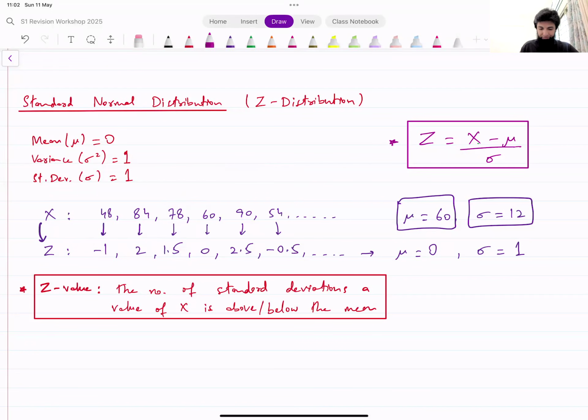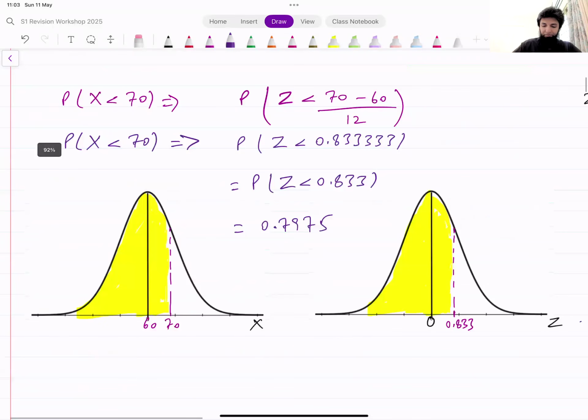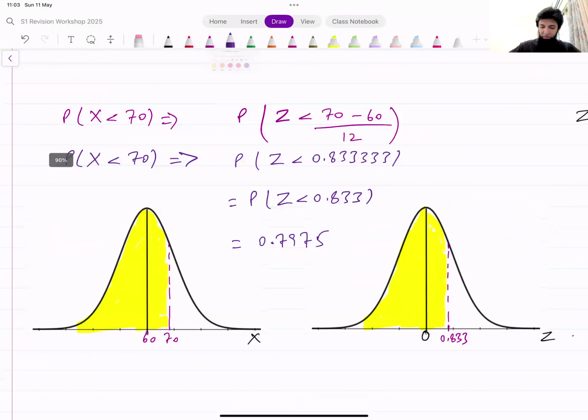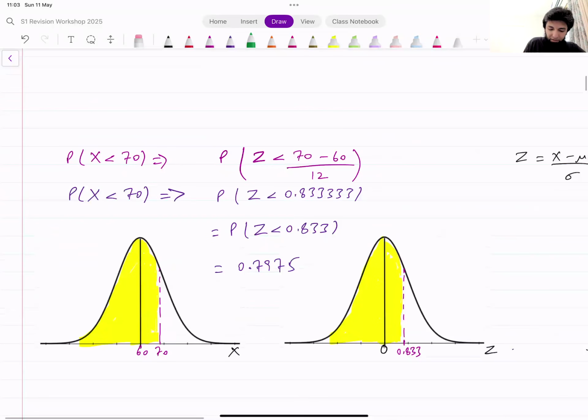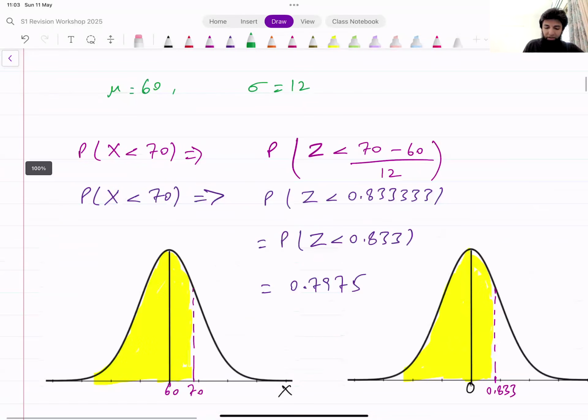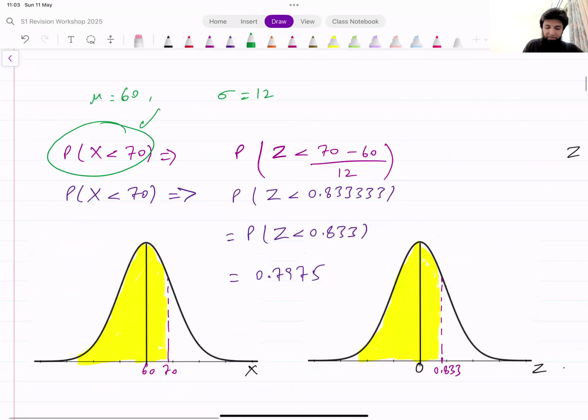But that's the idea. So the idea is whatever x values we're given, we convert them to z first of all to find probabilities. Now, how exactly are we going to find those probabilities? Let's consider this example. We had that data that I showed you earlier. The mean of that data was 60 and the standard deviation was 12. Let's suppose we wanted to find the probability of x being less than 60. As we saw earlier, we could not do that directly from just looking at the diagram. How do you find this area?